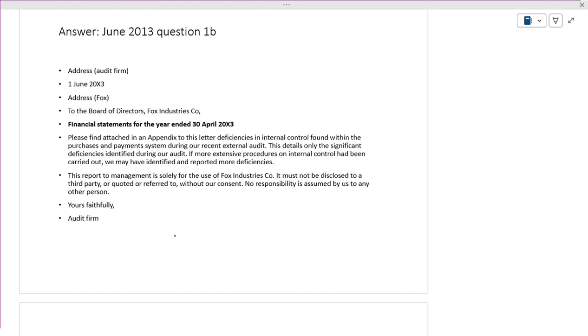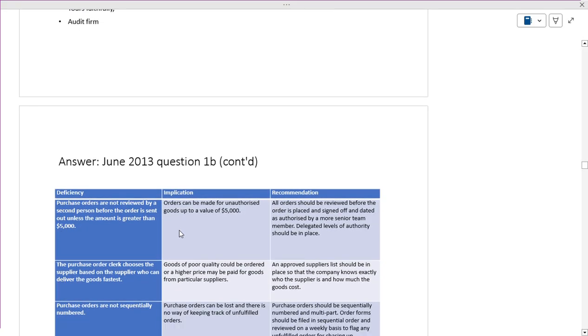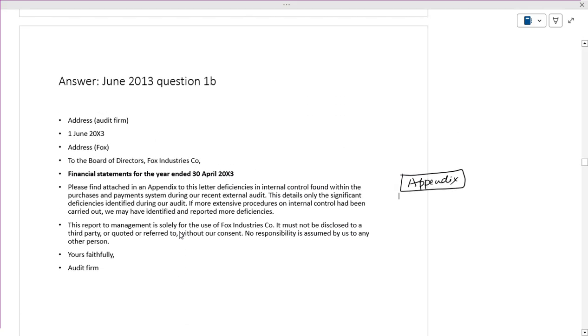See, they say it is an appendix. Once they say appendix, this is the old pattern. They have given it separately. You have a covering letter: address, date, to whom, the board of directors. Financial statements, 30th April. Find appendix to this letter, deficiencies in internal control found with purchase payments during the external audit.